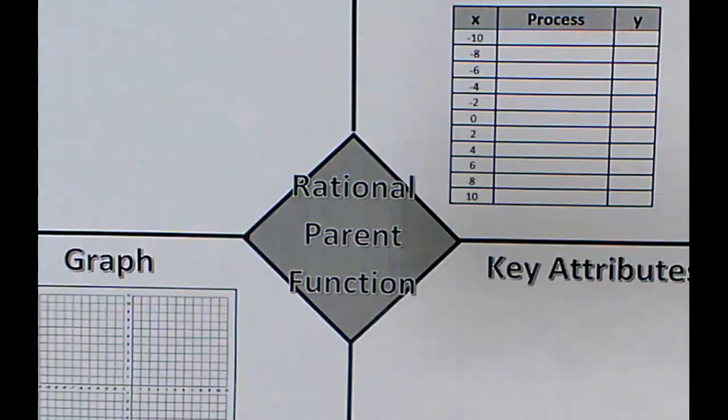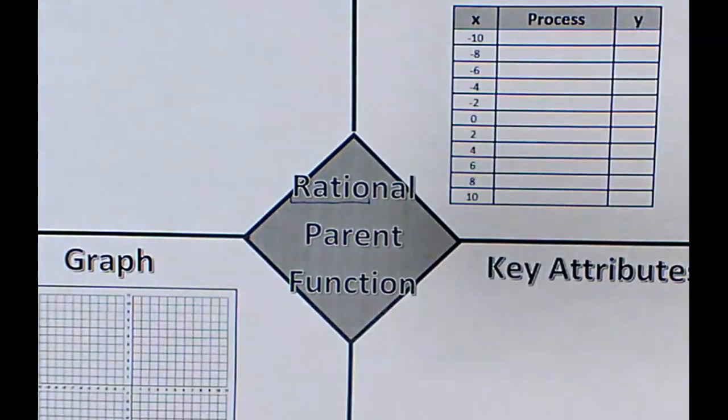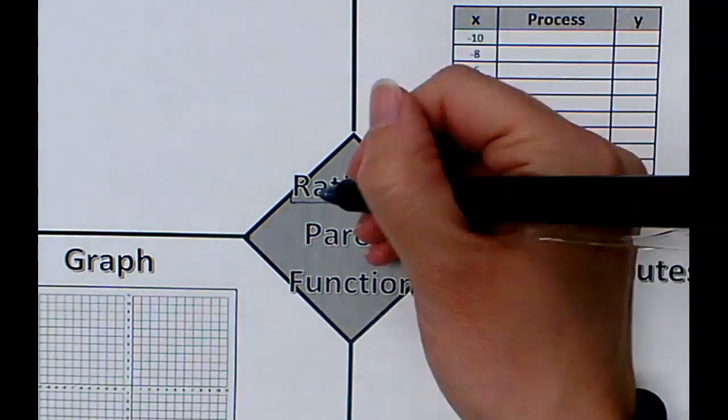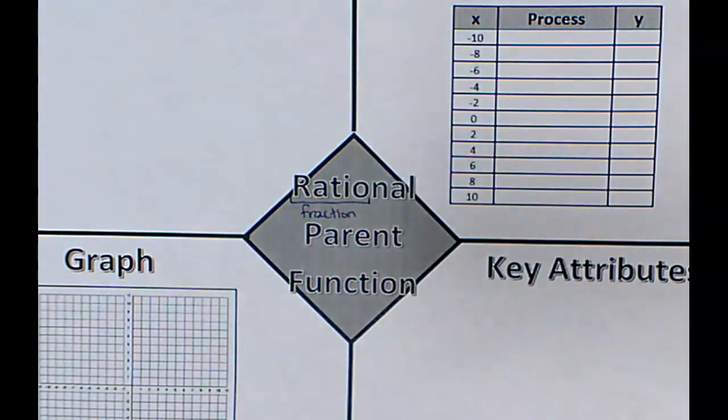Hi everyone, today we're going to discuss the rational parent function. In the last week or so, the experience that we have with rational things is rational exponents. And if you remember from that unit, the root word of rational is ratio, and a ratio can be written as a fraction. So when we talk about the rational parent function, we're talking about the parent function whose most basic form includes x, but is a fraction.